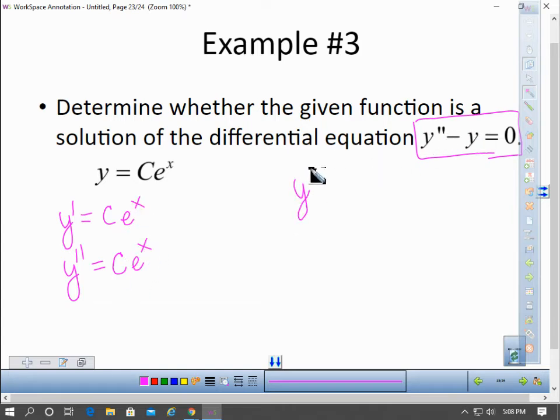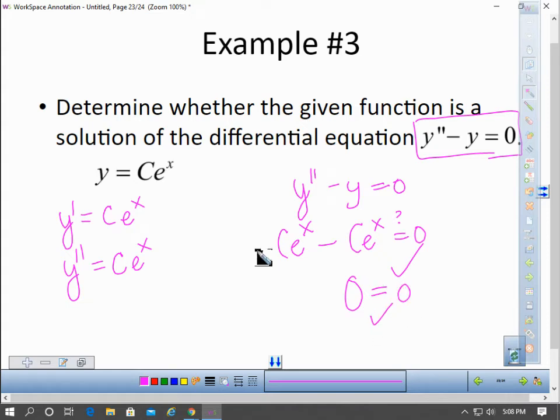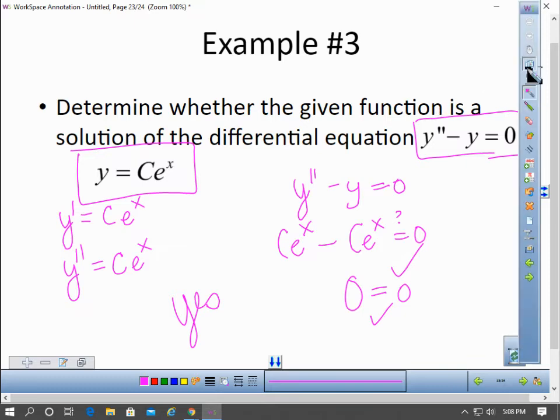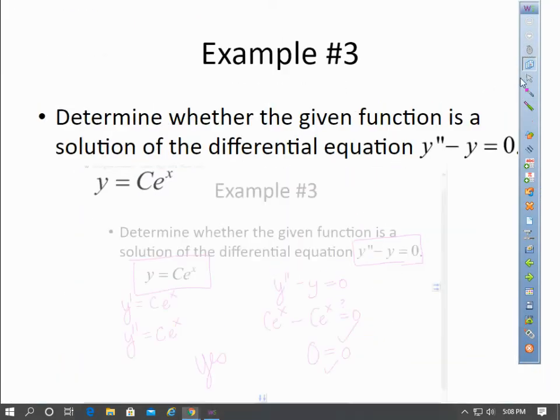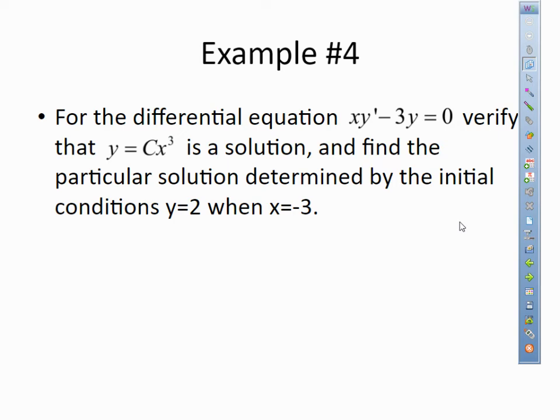So now I'm going to fill in this equation to see if I actually get a true statement. So my second derivative, which is c e to the x, minus the original function, c e to the x, does that equal 0? And sure it does. C e to the x minus c e to the x is going to give me 0. So yes, that is true. So yes, this is also a solution to the differential equation. So the last one was, and this one was, but the first one was not. So all you do is just substitute it in and it has to satisfy the equation.